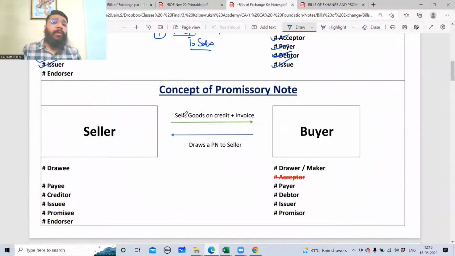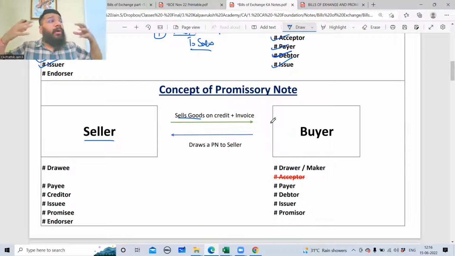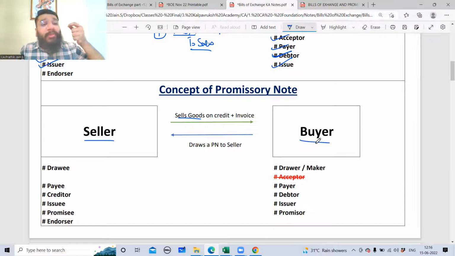Next is the concept of promissory note. Promissory note, in this case, what happens is seller will sell the goods on credit to the buyer, right? And later, seller got bad dreams that what if this buyer does not make the payment? So he goes to the buyer and says that, please give me a promise in writing that you make me the payment. Here, this buyer is very good. He says that, okay, don't worry, you're having bad dreams. I understand. So now the buyer is taking the responsibility of preparing the document.